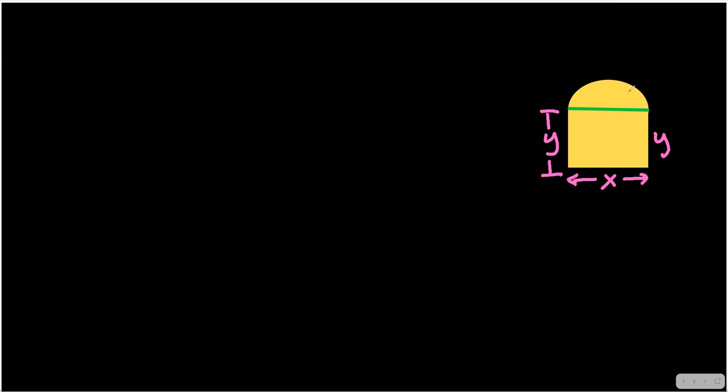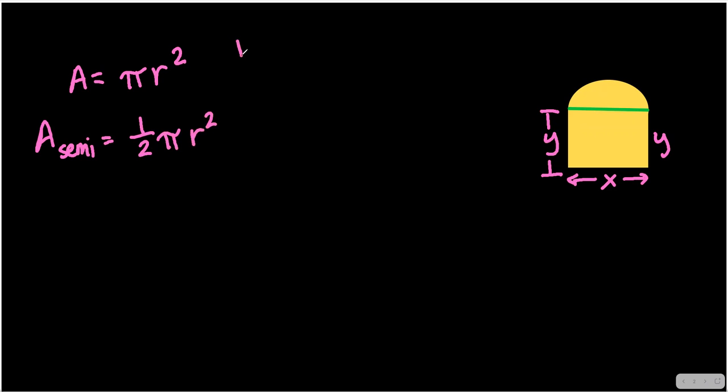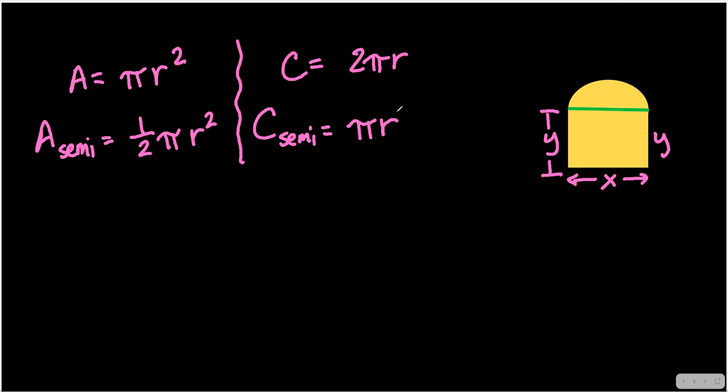And I know that if this is a semicircle, we're going to refer back to what we know about the area of a circle being pi r squared. So the area of a semicircle would be half of that. And the circumference would be 2 pi r. So the circumference of the semicircle would then be half of that, which would be just pi r.